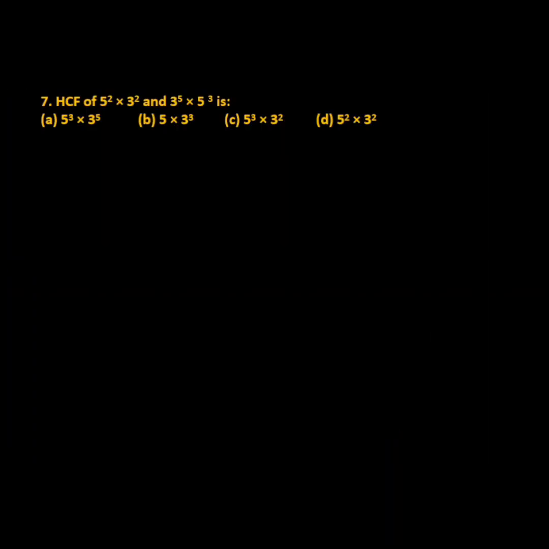Seventh question, HCF of 5 squared into 3 squared and 3 power 5 into 5 power 3. The numbers we don't know, they gave the prime factors: 5 squared into 3 squared, and 3 raised to the power 5 into 5 raised to the power 3. Now HCF means common factors, so HCF of 5 squared into 3 squared, comma, 3 power 5 into 5 power 3.